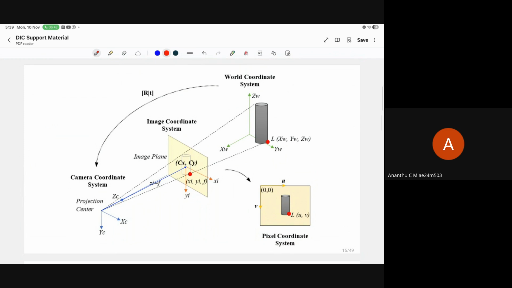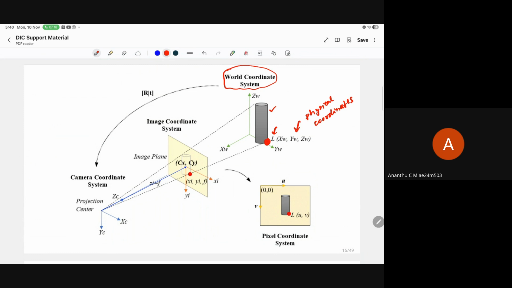Again, this is another figure for explaining the same thing. So this is your object, right? Some object in the world coordinate system. And on this particular object, we have this point. This is the point L, right? And the coordinates of this point L are xw, yw, and zw in the world coordinate system. So these are the physical coordinates.